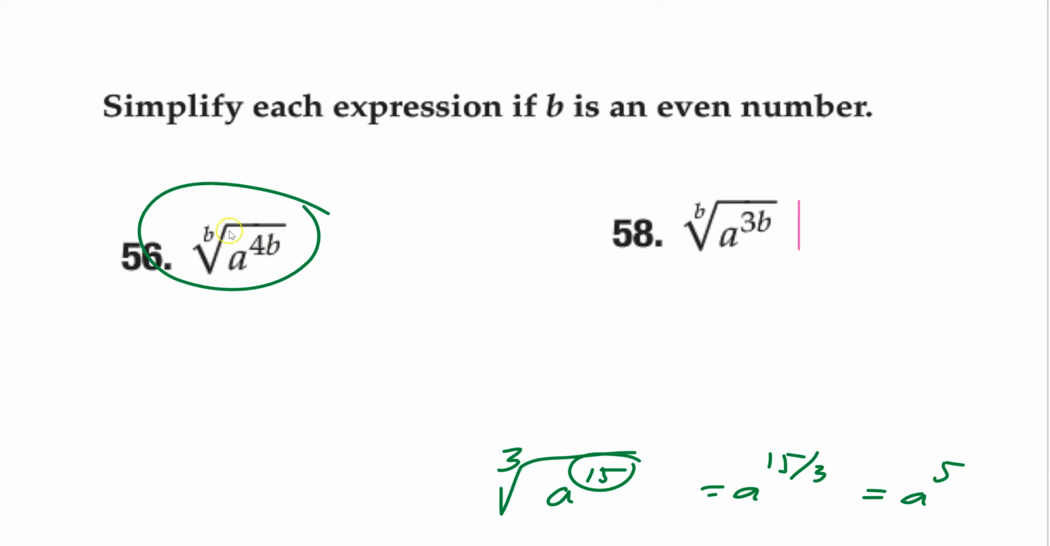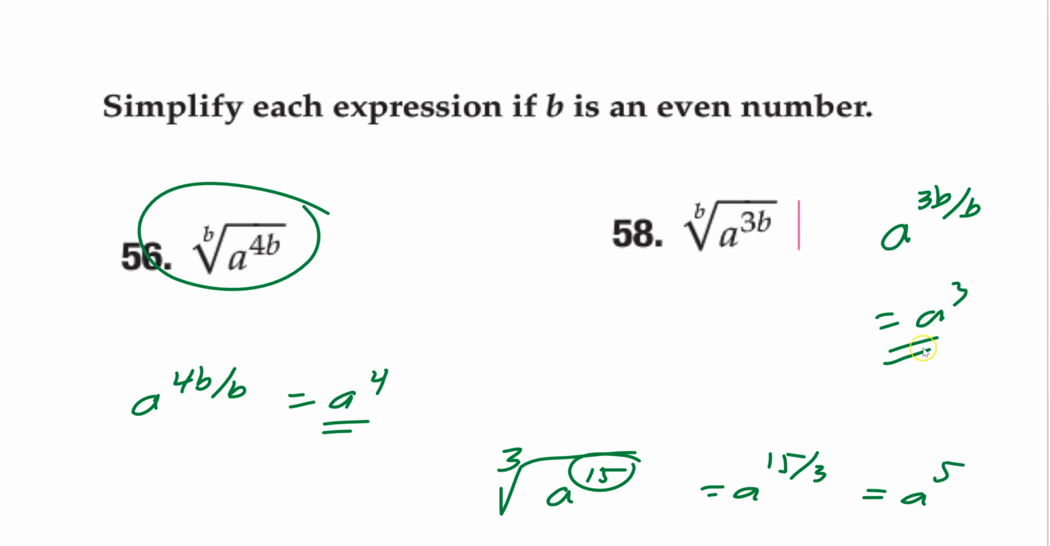This is the same thing. Don't let the variable scare you. You take the power divided by the root. So a to the 4b divided by b, which gives you a to the 4. Same thing will happen here, right? a to the 3b power divided by the root. The b's will cancel. a cubed. There we go. That's the lesson.